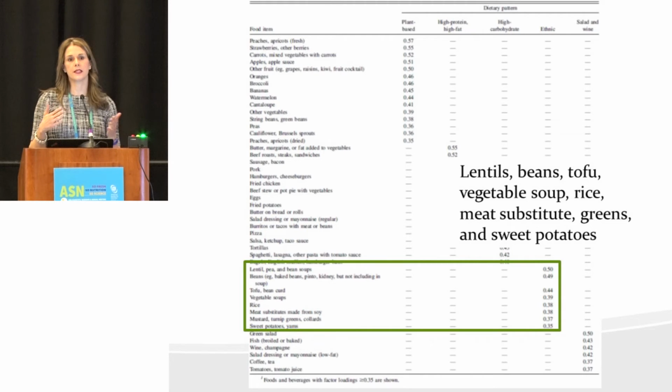So you can see how the subjectivity and the naming of the patterns can lend itself to having some confusion in the field. We say a plant-based pattern is associated with reduced risk of breast cancer, but what types of plants? And that's an important point to consider, I think.